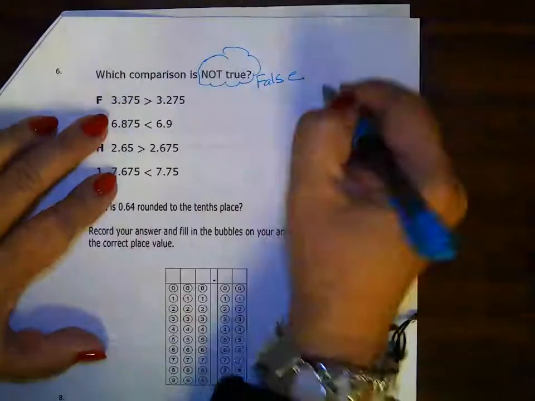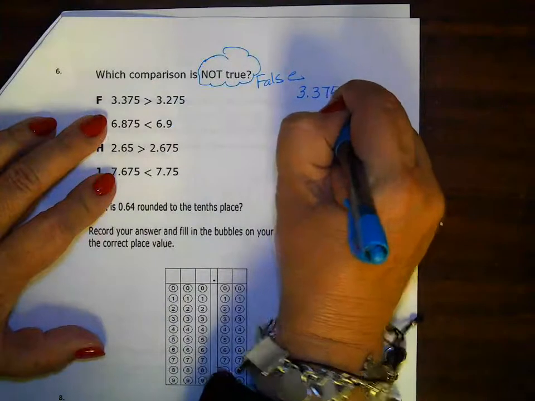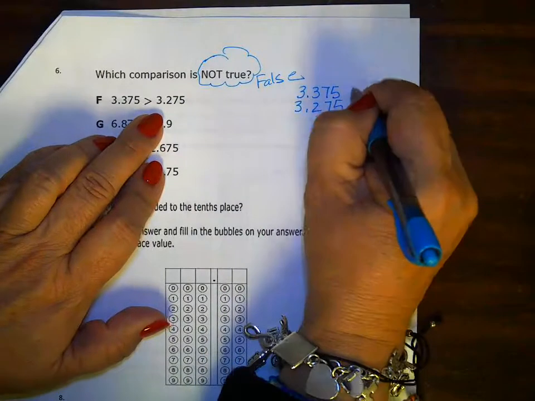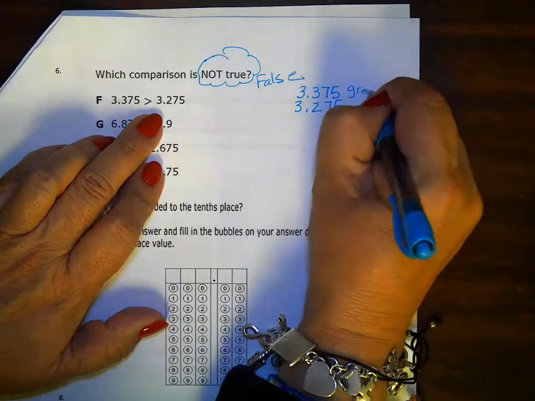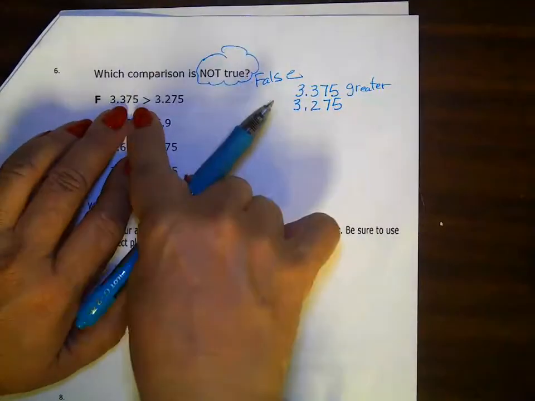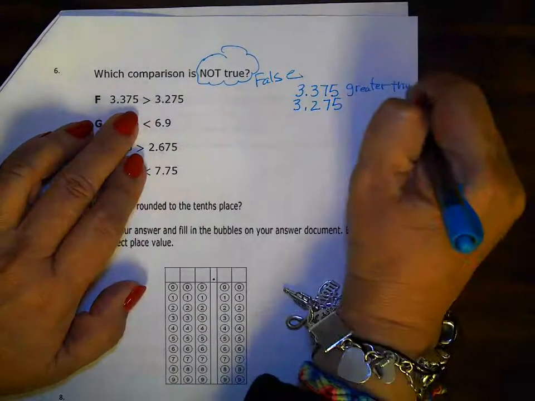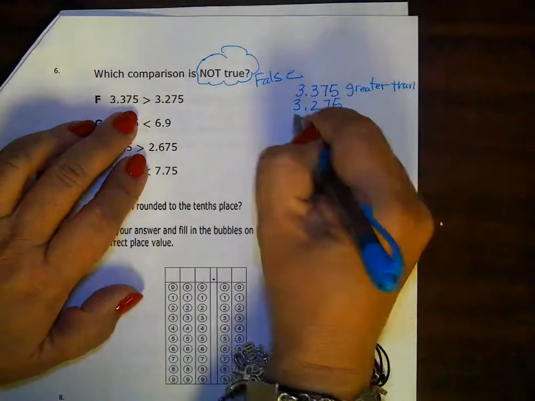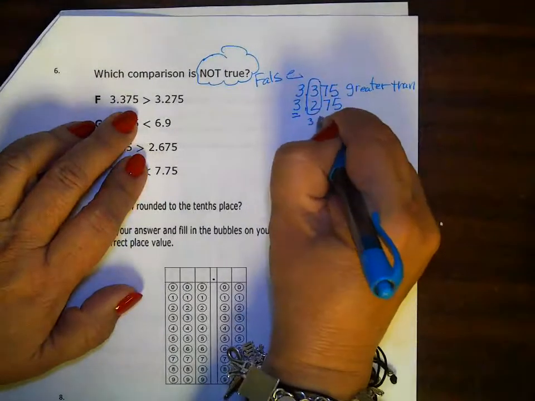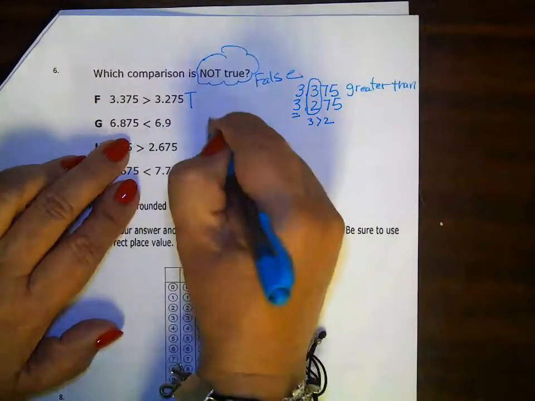So I'm going to go ahead and draw this out over here, 3 and 375 thousandths and 3 and 275 thousandths. It says that this is greater. The reason I want you to start writing it out, it gets you familiar with the symbols. That's so important. And then you can see it differently to confirm your thinking. This is equal. Is 3 greater than 2? Yes, it is. So this is a true statement. Let's move to this next one.